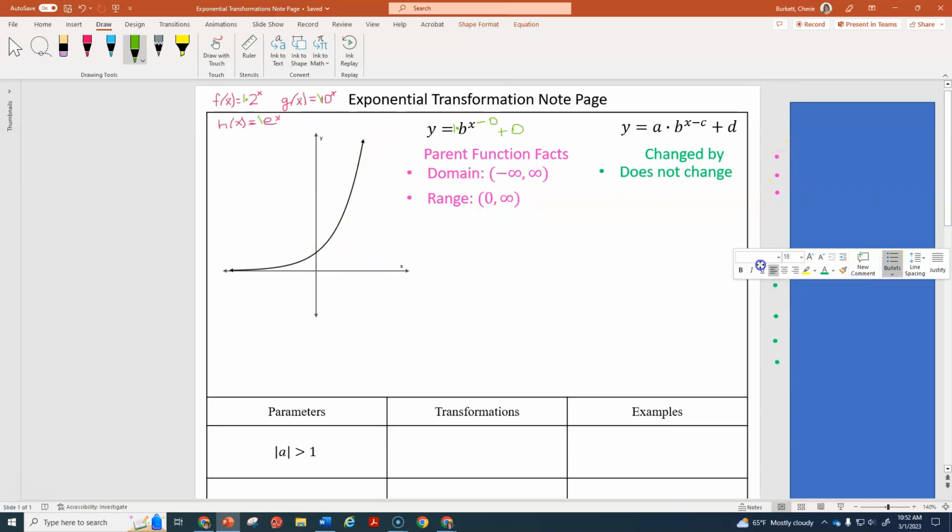Now, if you have either a negative a or a positive d, that's going to change. And I'm going to jump over to Desmos and give you an example of that real quick.